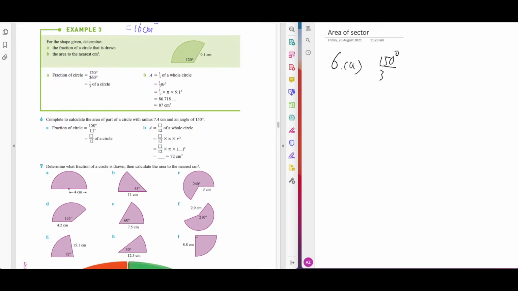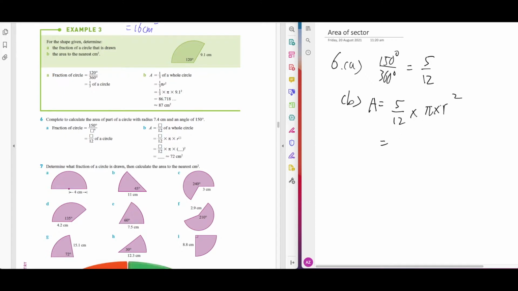So the first step, work out the fraction of the circle, which is 150 degrees over 360 degrees. And this should equal, okay, I'm going to do this in my head, but you don't need to, 5/12 of a circle. You can just type this into your calculator and it will simplify for you. Now to work out the area, which is part B, area is equal to the fraction of the circle, which is 5/12, multiplied by pi r squared. So pi times r squared, right?